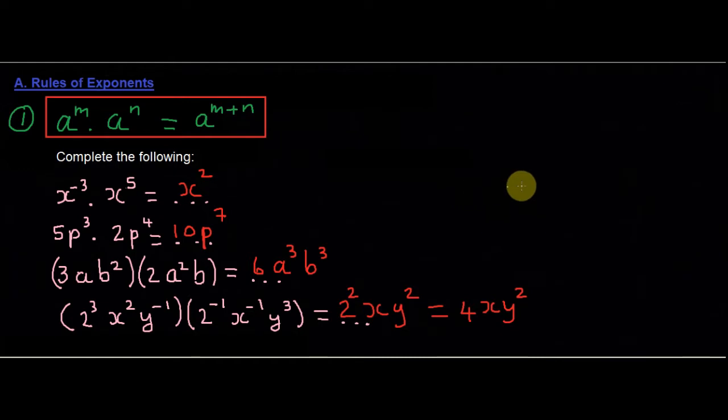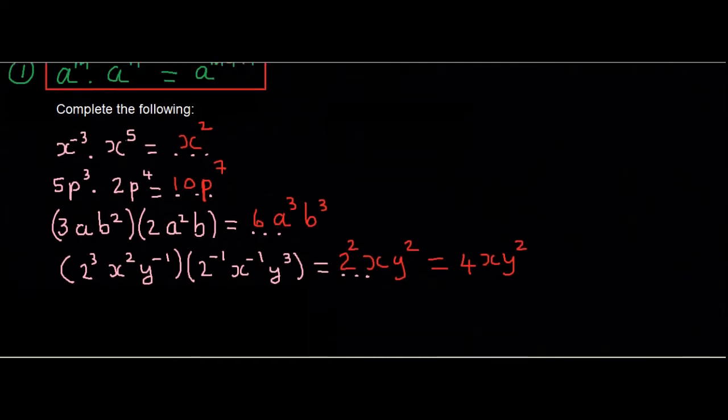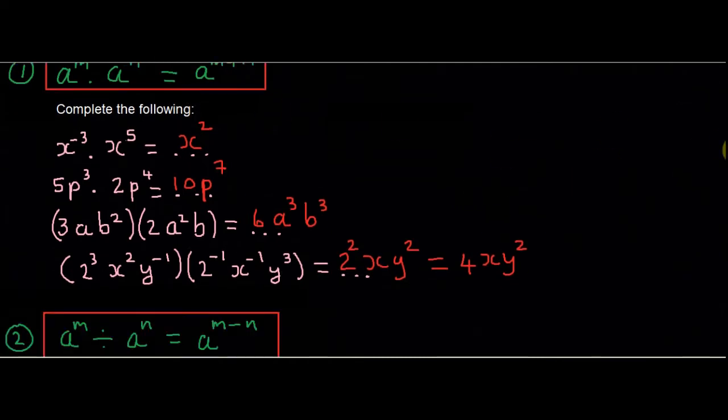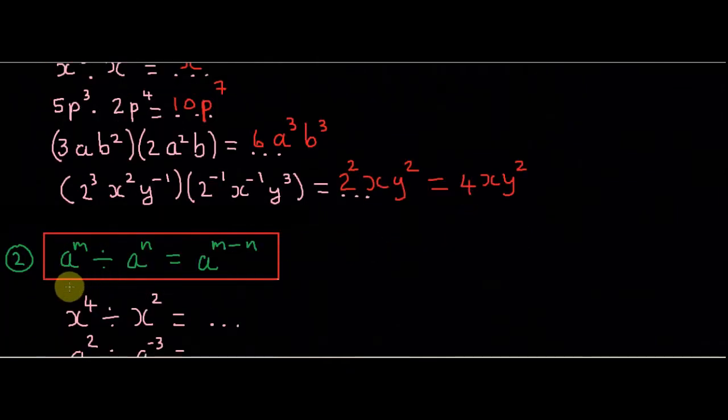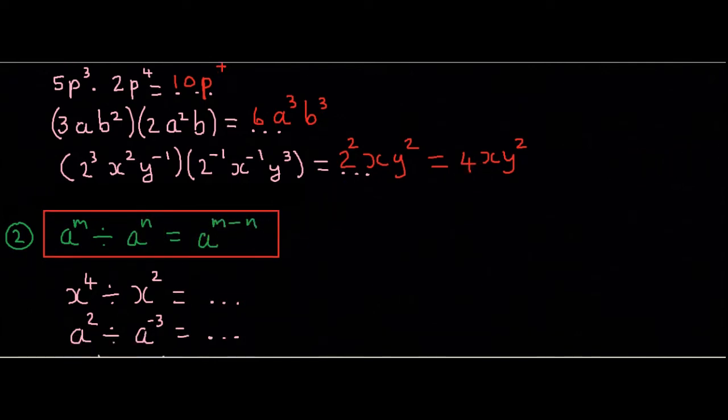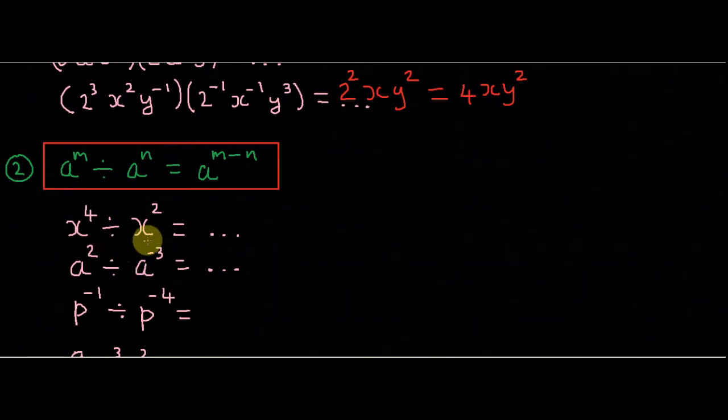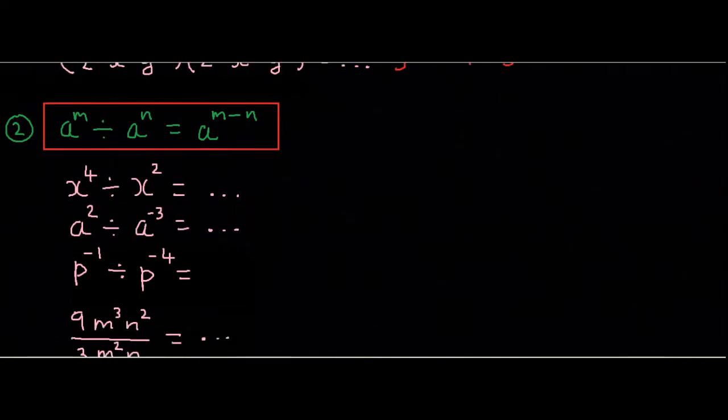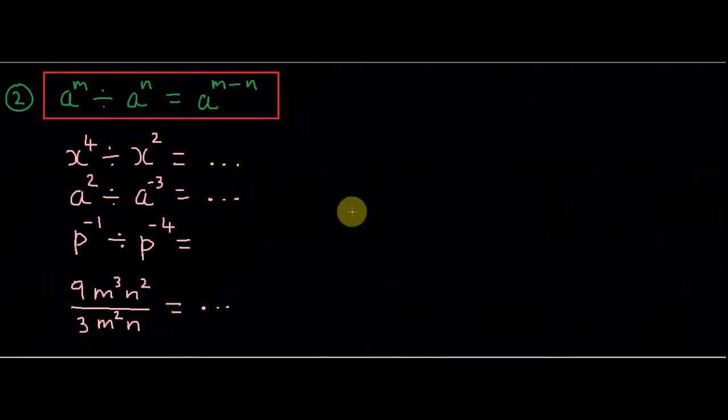We can now go to the second rule. We know that when we divide two numbers that are the same, we subtract the powers. So if the bases are the same and we're dividing, then we subtract the powers or the exponents. A to the m divided by a to the n is a to the m minus n. Once again, just pause here and try this quick exercise before looking at the answers.